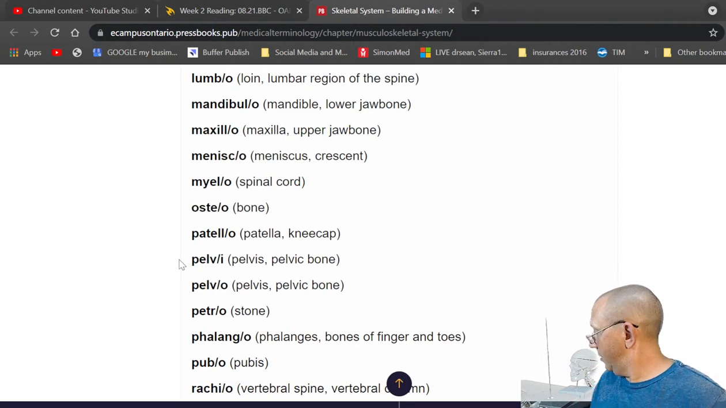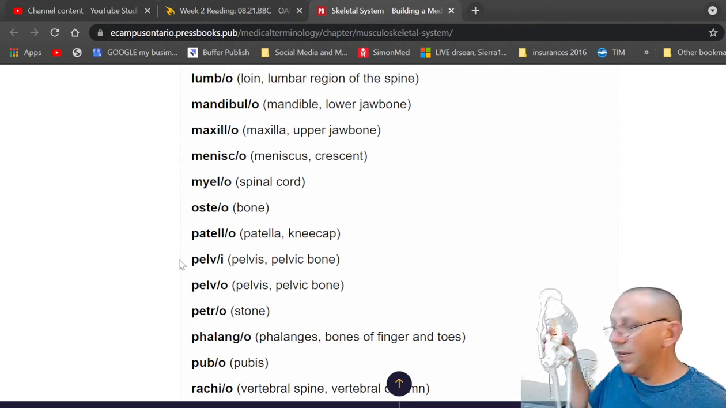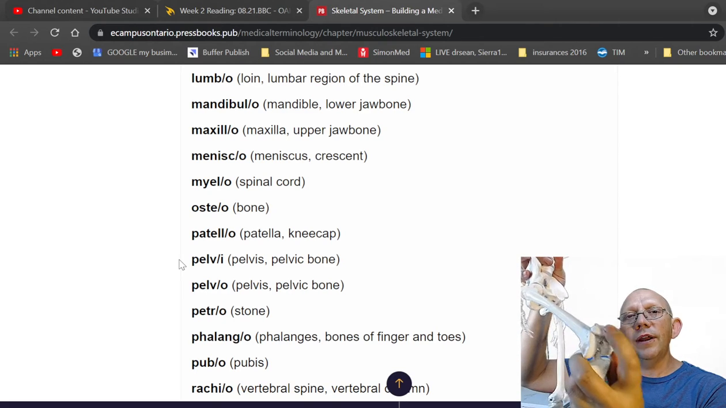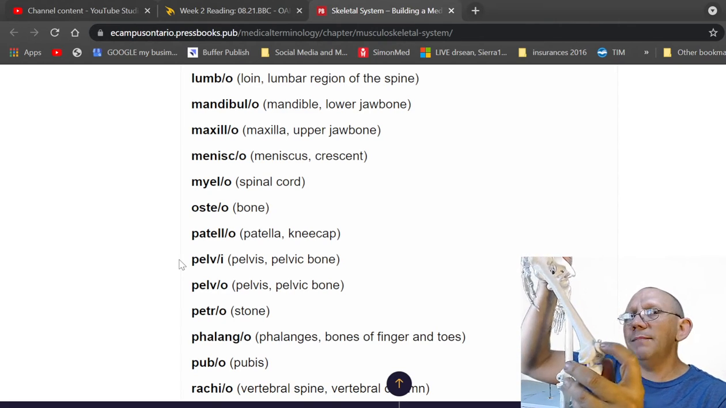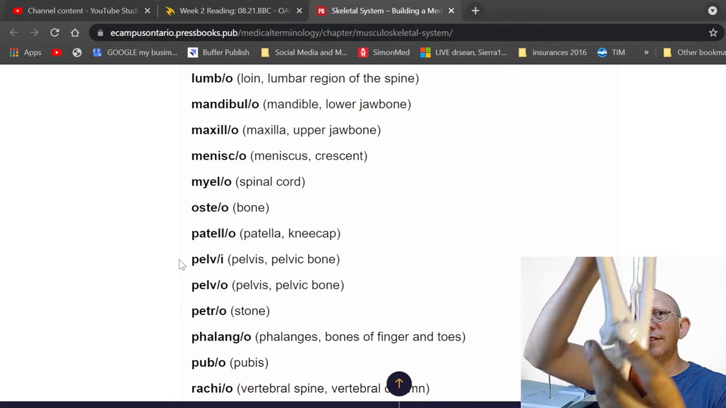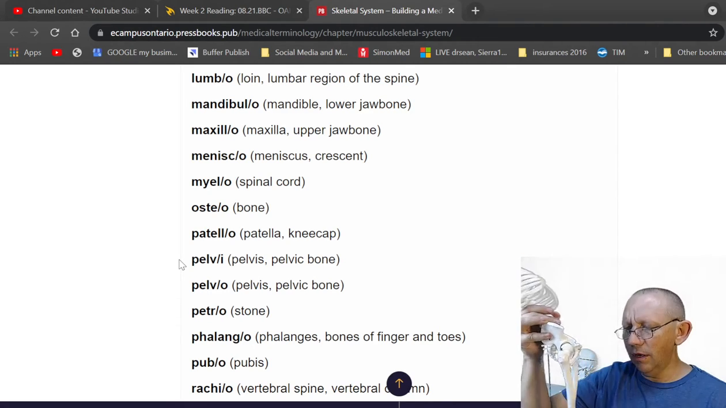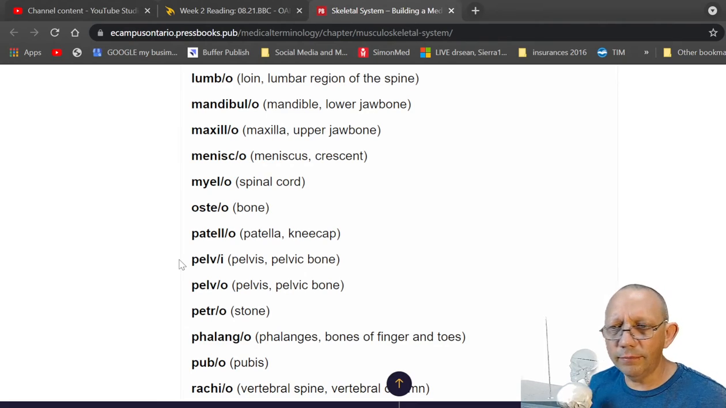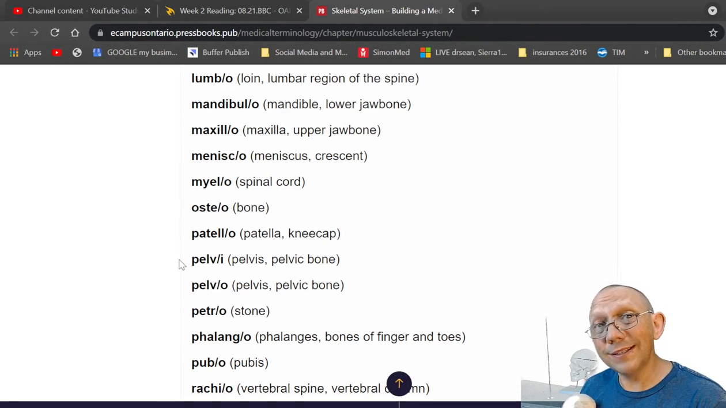Patella. Patella is one of the unique bones. It's an irregular bone. Right here, it's a patella, which is a sesamoid bone. Means it looks like a sesame seed. Is it like the shape right there of the sesame seed? Close enough, right? Whatever.